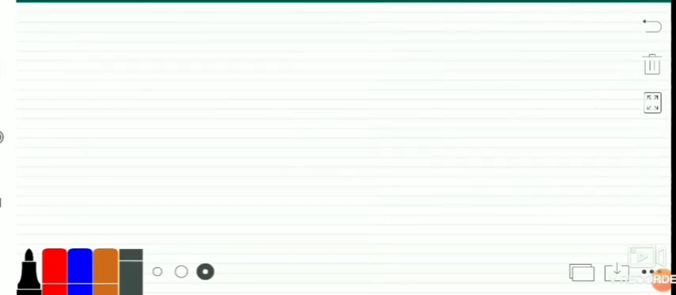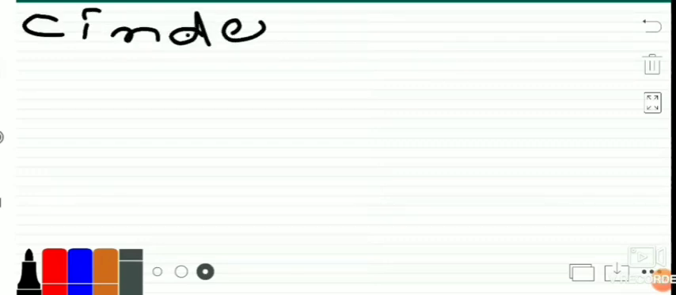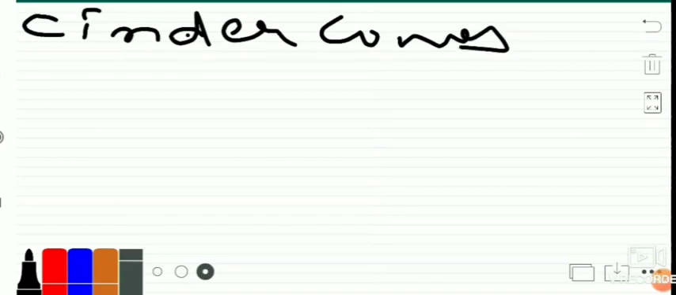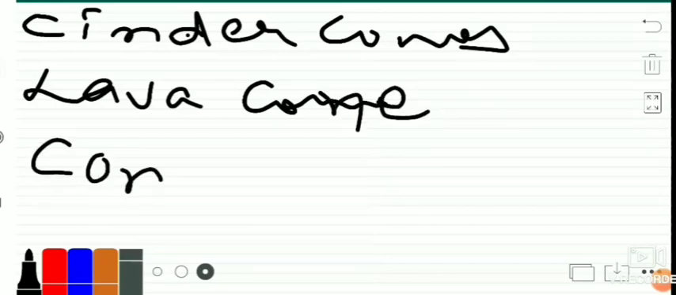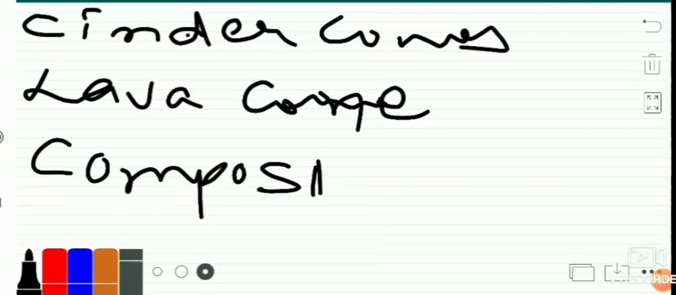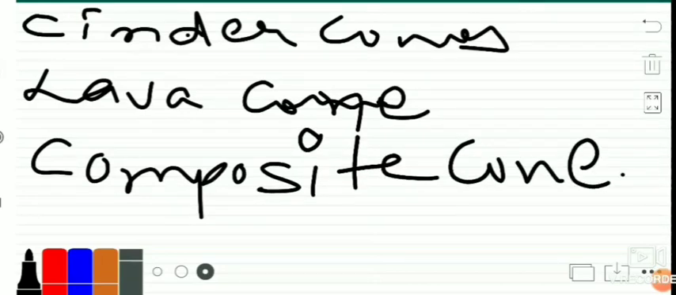Now the three which we are going to discuss today are cinder cones, the lava cone, and the third one is the composite cone. I'm sorry for my bad handwriting. Okay, now come to the point.